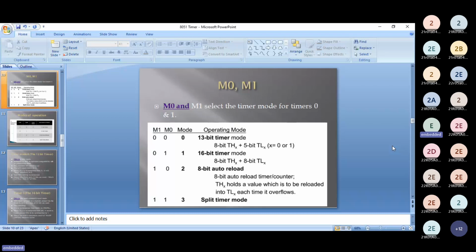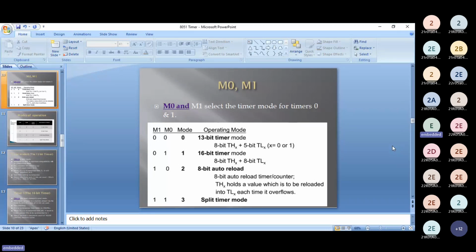When the mode is 0, the operating mode is the 13-bit timer mode, with 8-bit THX plus 5-bit TLX, where x equals 0 or 1. When the mode is 1, the operation is the 16-bit timer mode, 8-bit THX plus 8-bit TLX. When the mode is 2, the operation is 8-bit auto reload, an auto reload timer or counter, where THX holds the value to be reloaded into TLX each time it overflows. The final mode is mode 3, where the operation is the split timer mode.